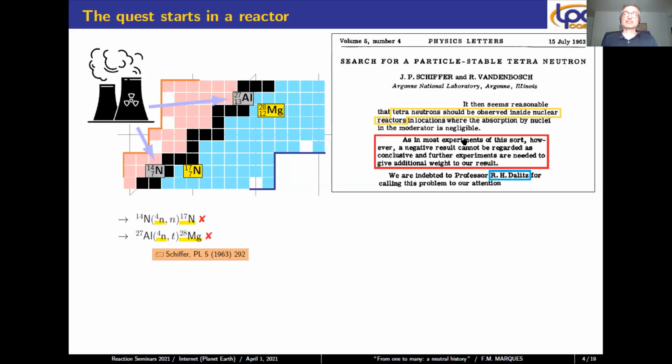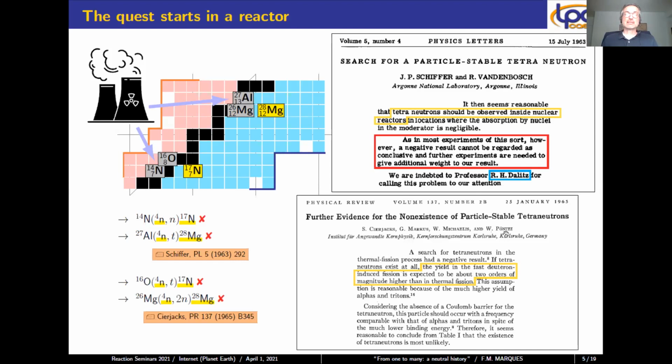But, and this is an interesting conclusion that applies to all that will follow, when you are looking for something, not finding it is not a conclusive result. So you didn't find it. It does not mean it doesn't exist, but you were not able to find it. And this was proposed by Dalitz. This was also something I found funny in this first paper.